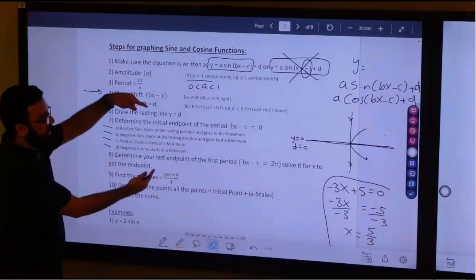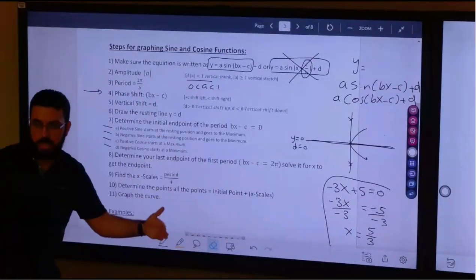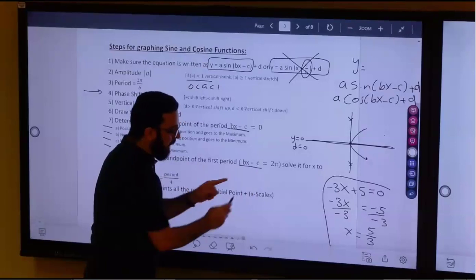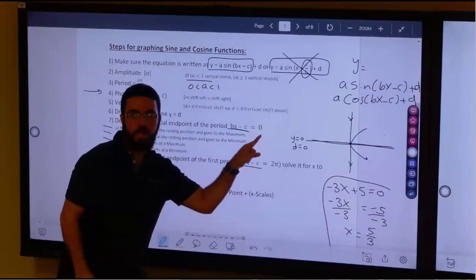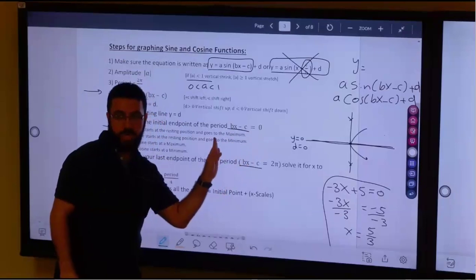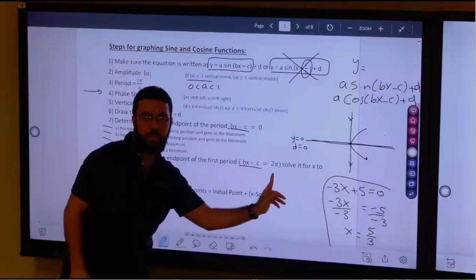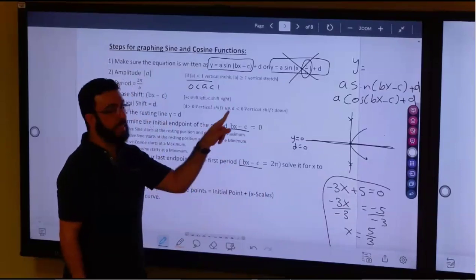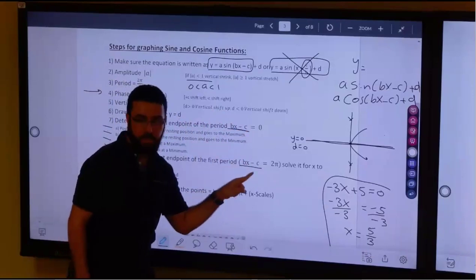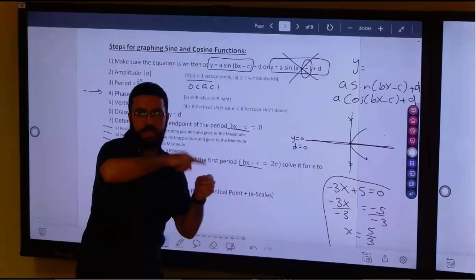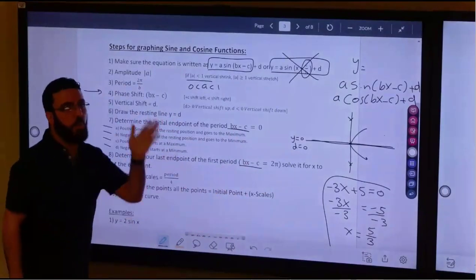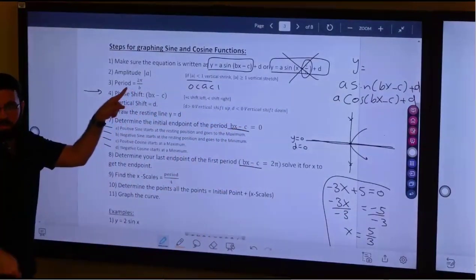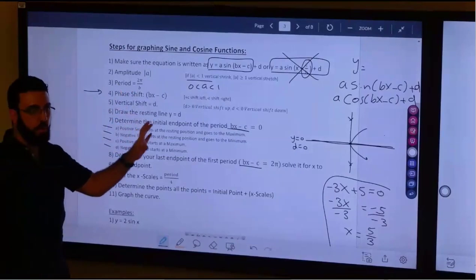Determine the end point. These two are important: where my graph starts and where it ends. It's the same expression, bx minus c. For the start point, I set it equal to 0 and solve for x. For the end point, I set it equal to 2 pi and solve also for x, because it's the whole circle. That means my graph starts here and ends at this point, and between these 2 points is one period, one circle, because that's our goal.